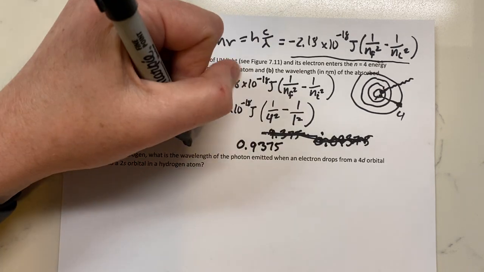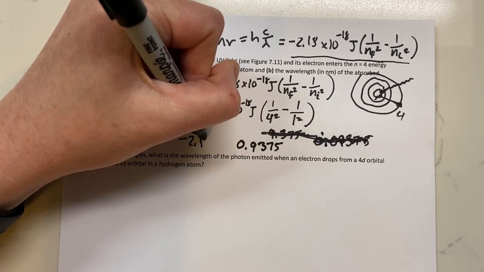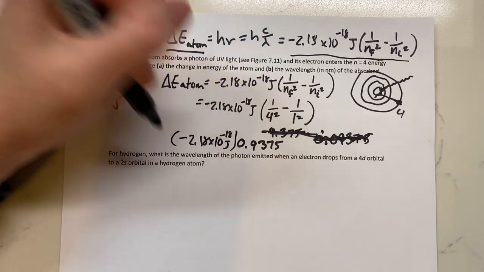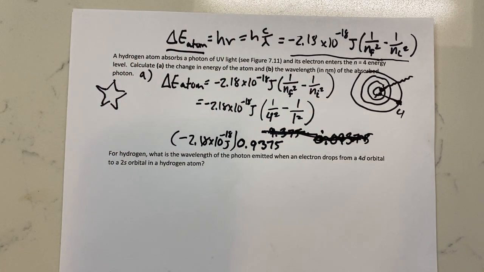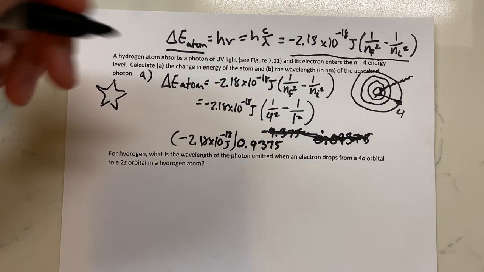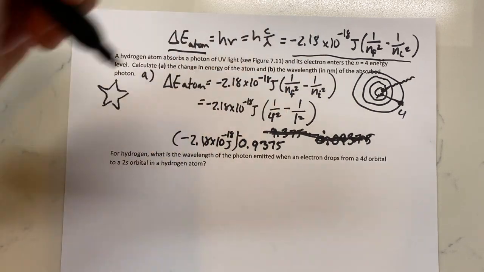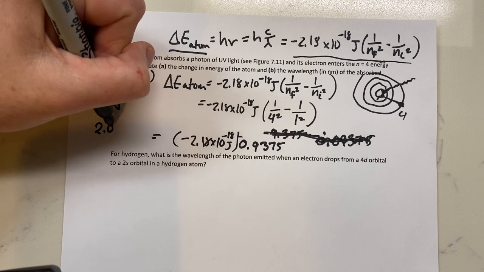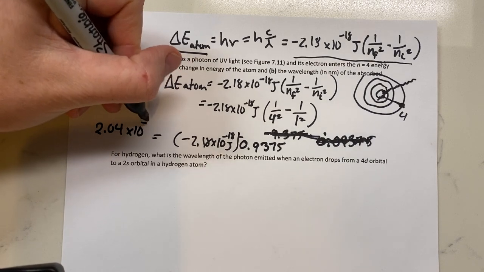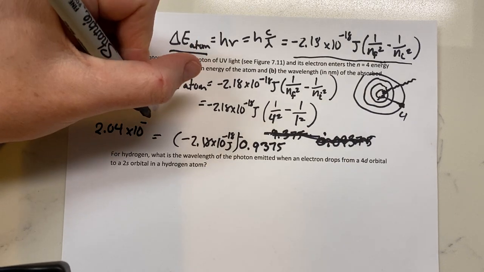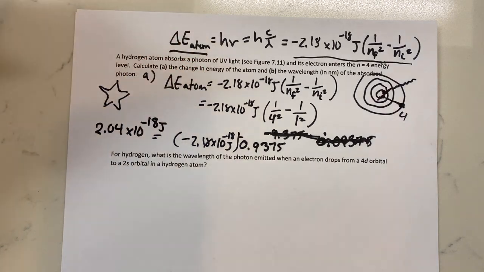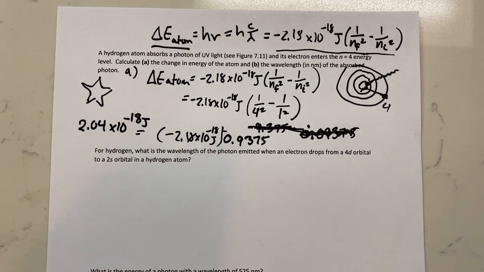In other words, it's going to be 93.75% of this, times negative 2.18 times 10 to the negative 18 joules, times 2.18 times 10 to the negative 18 joules. And again, this one was negative, and I get a positive answer of 2.04 times 10 to the negative 18 joules.